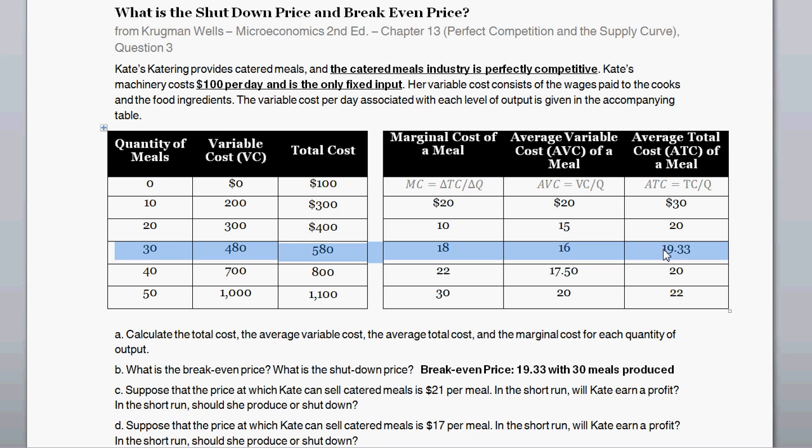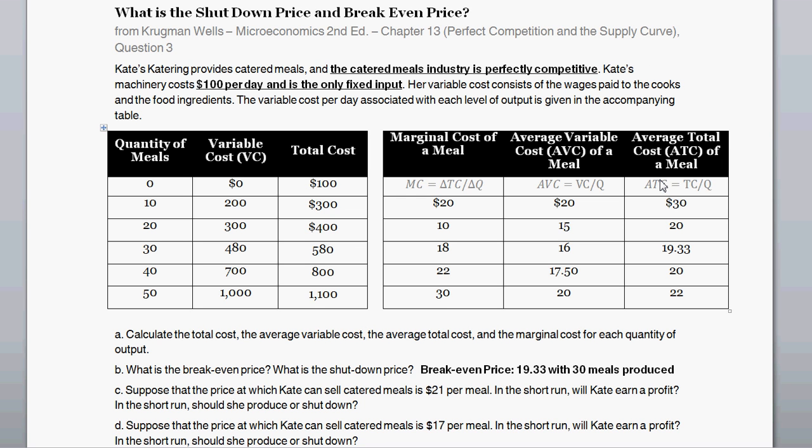Let's say that the price was $19, going below it. At $19, and let's say that the firm produces 30, it gets in for each meal $19, but it costs the firm $19.33. So you can see the firm's losing 33 cents per meal produced. So anything less than 19.33, we know that the firm is having some negative economic profits. But at 19.33, that's the price for a meal where this firm would just perfectly break even.